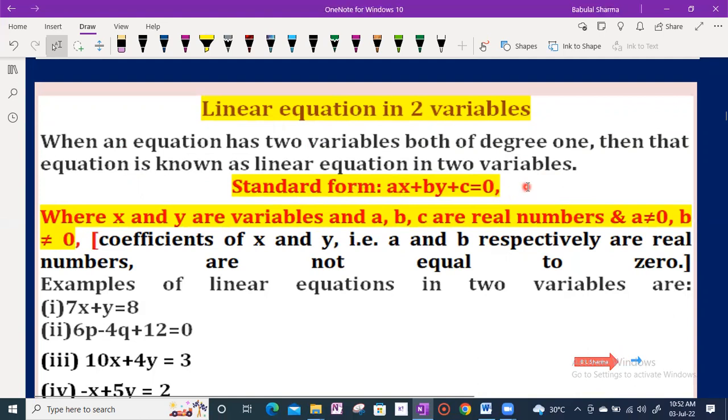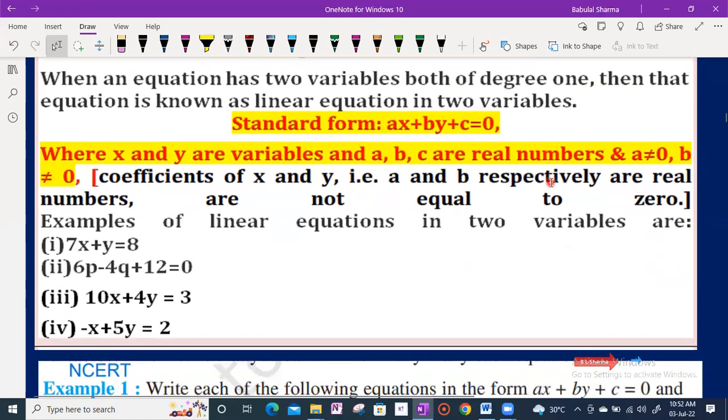हम इसको डिटेल में देखेंगे। ये a, b और c क्या है? देखिए x and y are variables here, and a, b and c are real numbers. Real number means rational numbers or irrational numbers. a is not equal to 0 and b is not equal to 0. देखिए a means coefficient of x 0 नहीं होना चाहिए, b means coefficient of y भी 0 नहीं होना चाहिए, और ये a, b, c तीनों real numbers हैं.